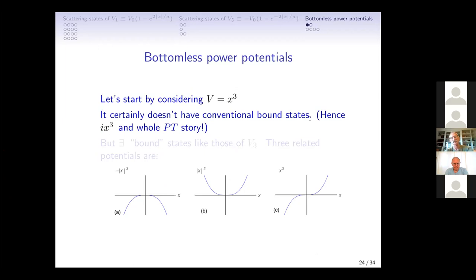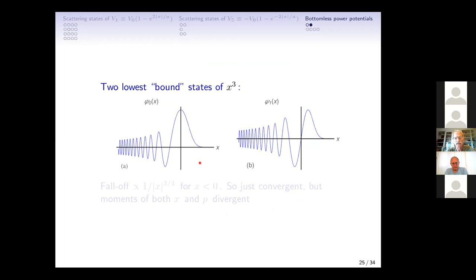But anyway, talking about x cubed itself, there are these, in quotes, bound states like those of the previous exponential potential we've been talking about. In this case, there are three related potentials, which are these. You've got x cubed, which is this one. You've got minus mod x cubed, which is this totally bottomless barrier. And you've got mod x cubed, which is an infinite well. Again, you can have the same sort of thing: some funny scattering states of this, bound states of that, all combined in states of x cubed, and there they are. So the so-called bound states here have a nice exponential decay on the right-hand side and rapid oscillation on the left-hand side, and same here, except this is odd, this is even and this is odd.